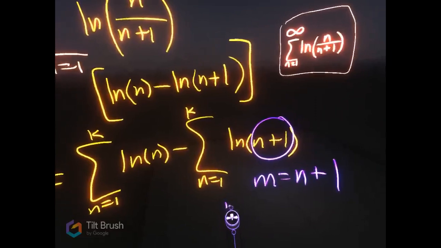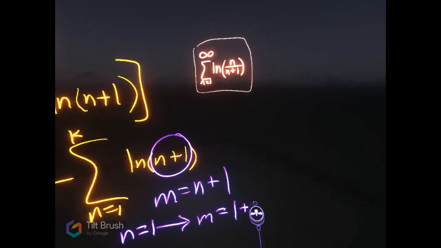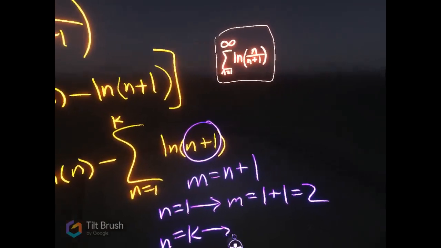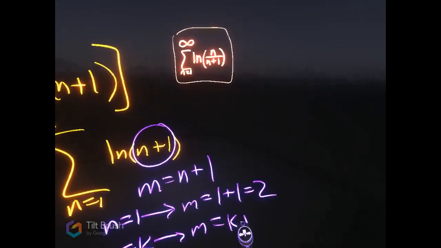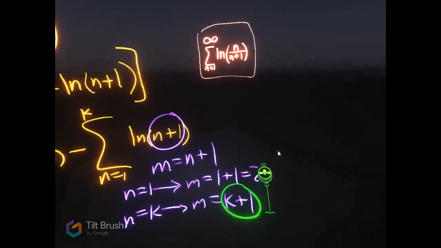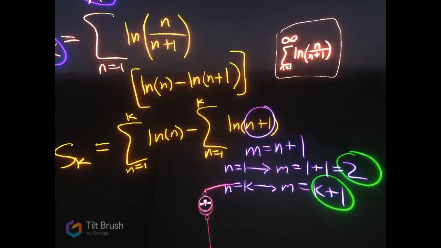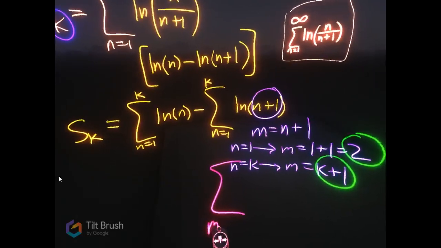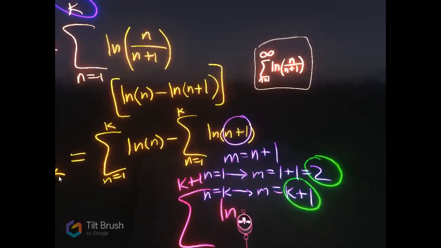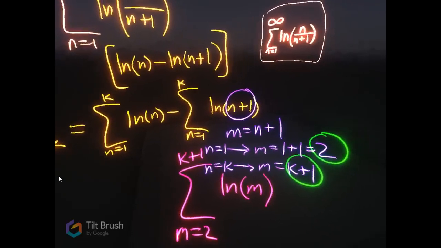So notice that if n equals 1, then we get m equals 1 plus 1, which is 2, right? If n equals k, then we get m equals k plus 1, right? Those are our two limits right there. So now we're going to have the sum m equals 2 to k plus 1 of ln of m.